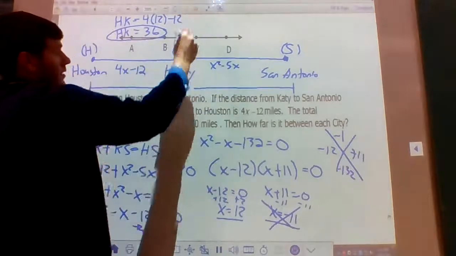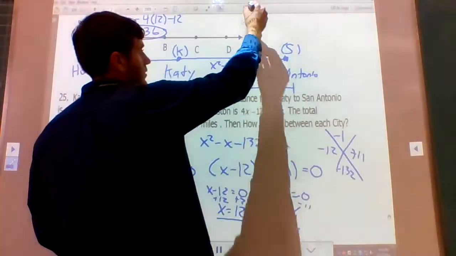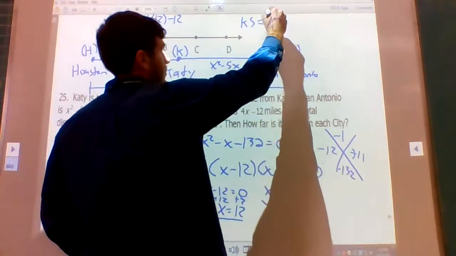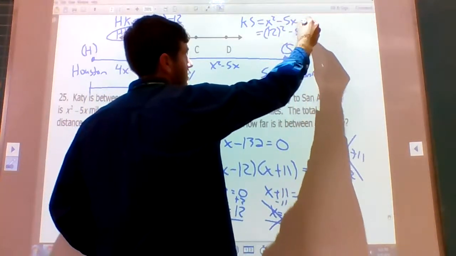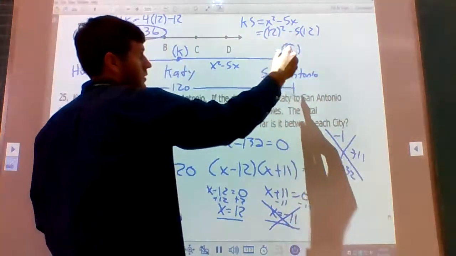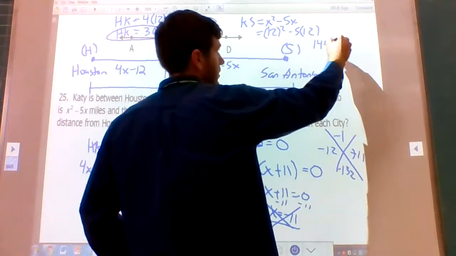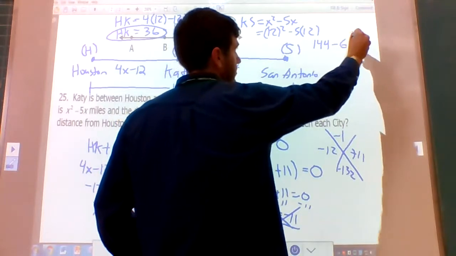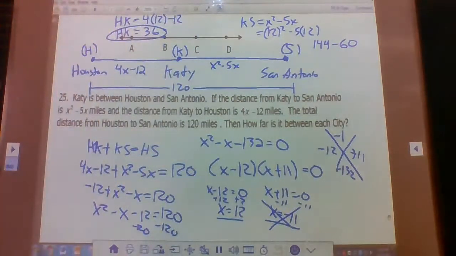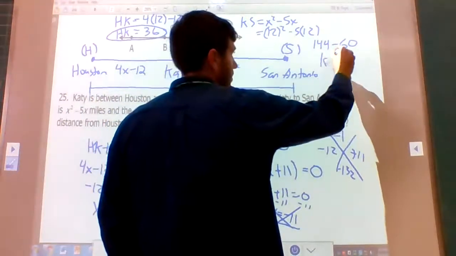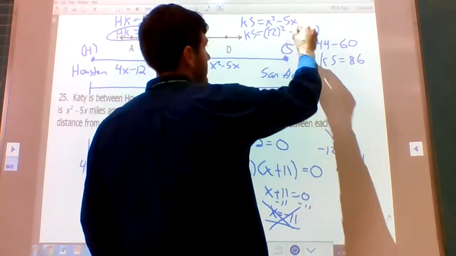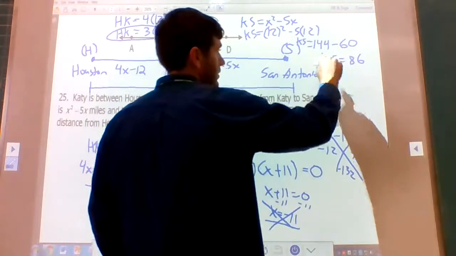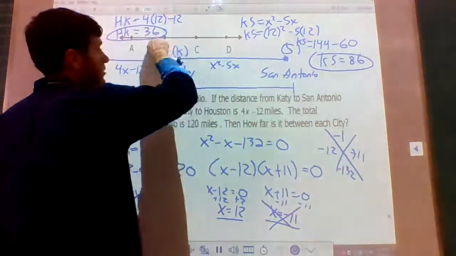Okay. How far is Katy from San Antonio? That's x squared minus 5x. So that's going to be 12 squared minus 5 times 12. So that's going to be 144 minus 60, which is going to be 84. Sorry for my sloppy work here. KS is 84.